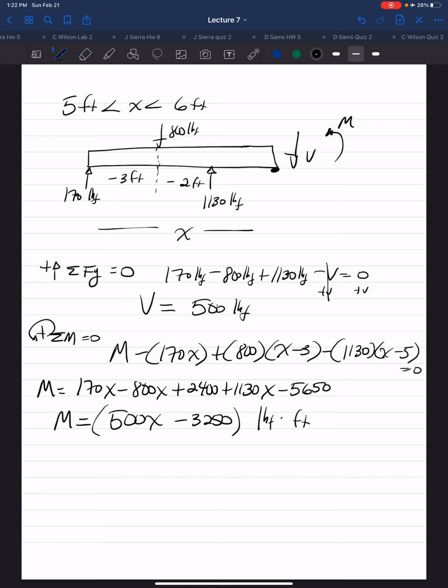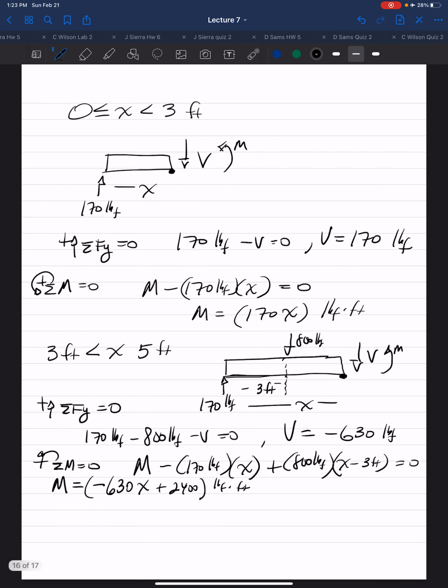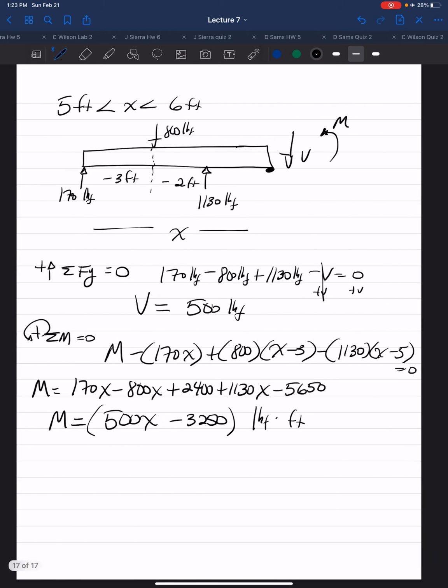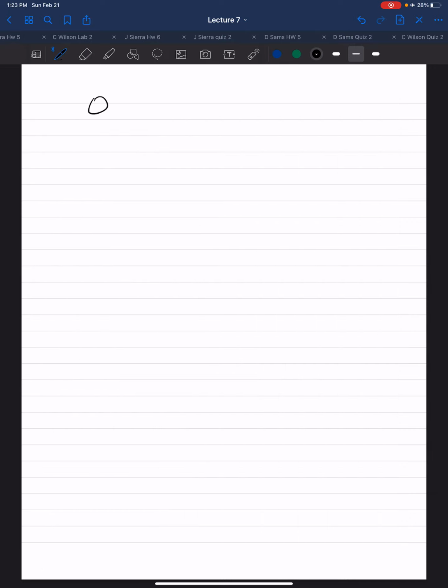So then it's asking us to plot this. So let's do a quick recap. For your 0 less than or equal to x less than 3 feet, your V is 170-pound force, and your M was 170x pound force feet.